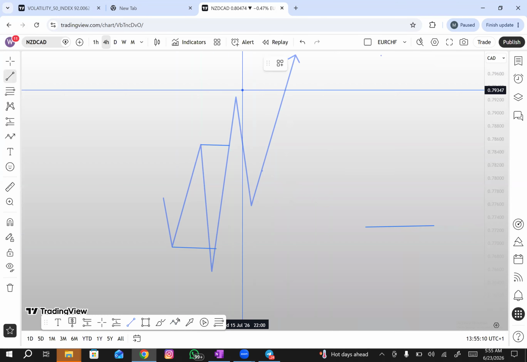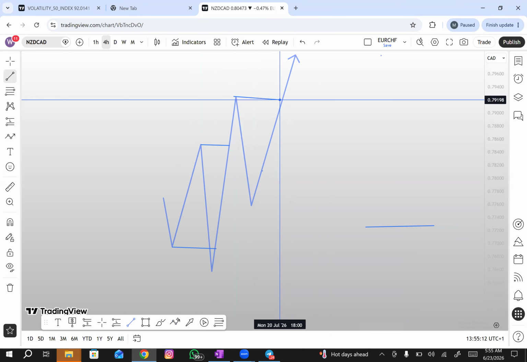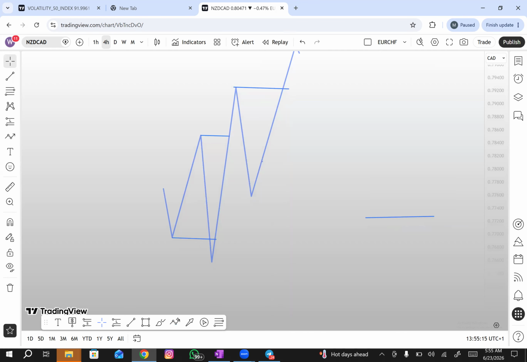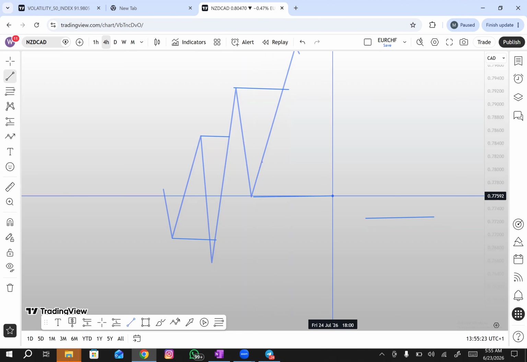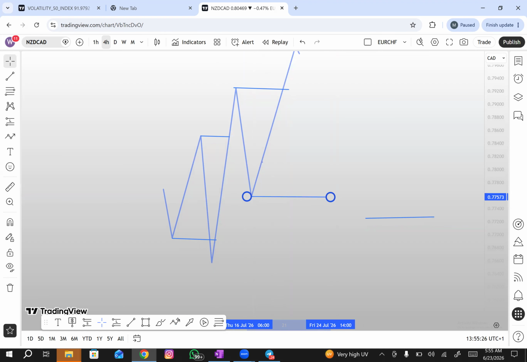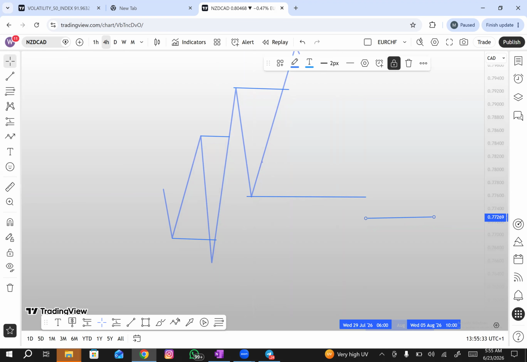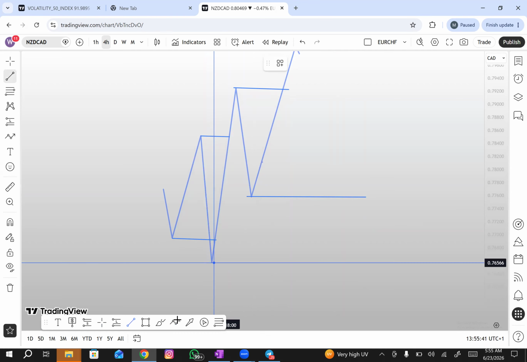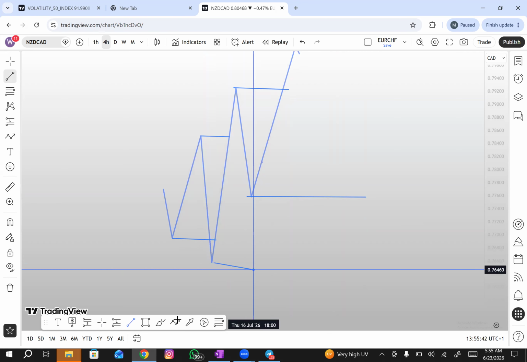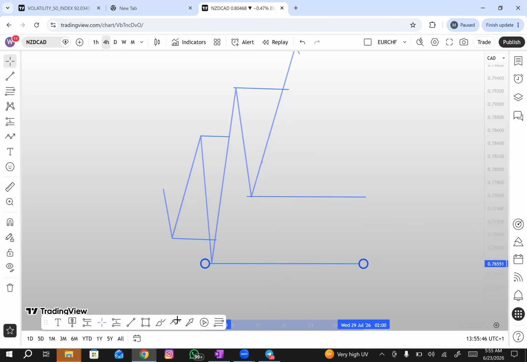I hope you still remember. Then we have this break of structure. Okay, so this is structural liquidity. All right, this is a structural liquidity, and this is the main low. Okay, this is the main low.